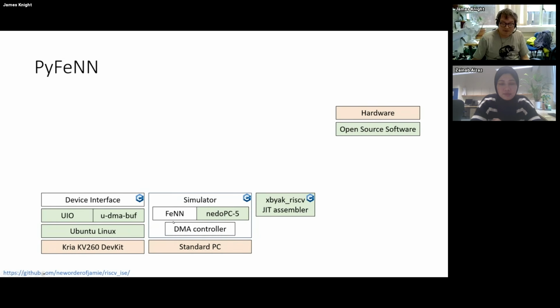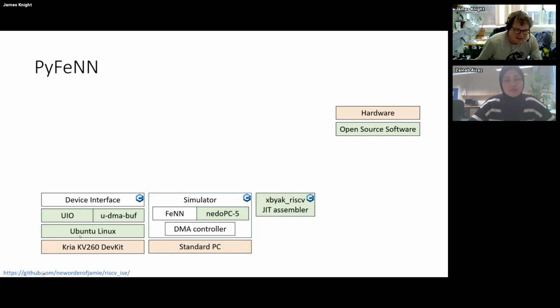We refactored that a bit and added an instruction set simulator for the vector instruction set that Zainab described, and also a simulated DMA controller, so we could use the CSR instructions Zainab talked about. So this let us build initial software, assembly language, and test it on a standard PC. But then we wanted to run this on a real Kriya.